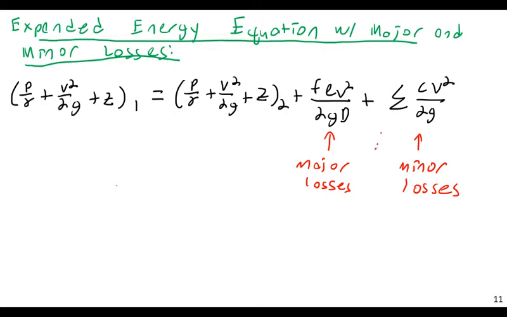Question, why do we have the sigma here? Because there could be multiple valves or... Exactly, because there can be multiple local losses. Typically for this kind of equation, we're only running it for a single leg, the pipe.